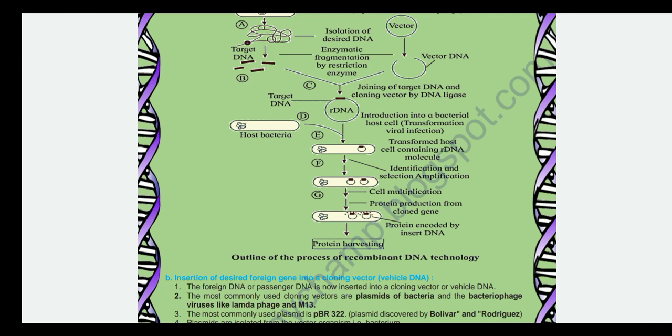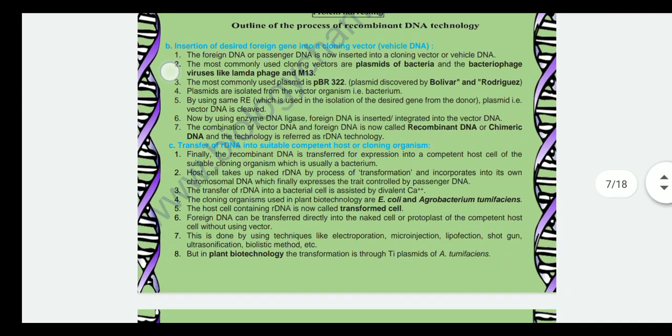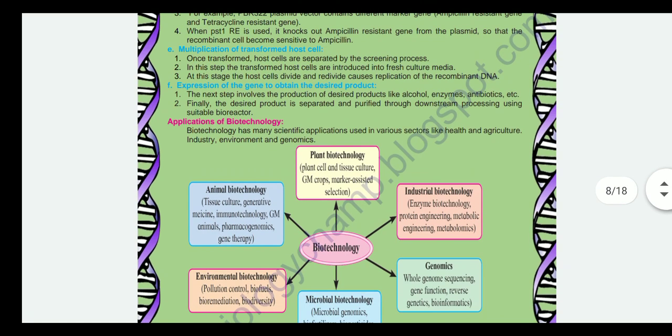That means because of the presence of the marker gene, it can be identified which bacteria have accepted that plasmid. The identified bacteria are removed, separated, cultured separately and allowed to multiply. So cell multiplication takes place at G, and then protein production from the cloned gene takes place, where the protein encoded by the insert DNA is formed. Then protein harvesting, that is removal of the product. Here we have finished with the rDNA technology.